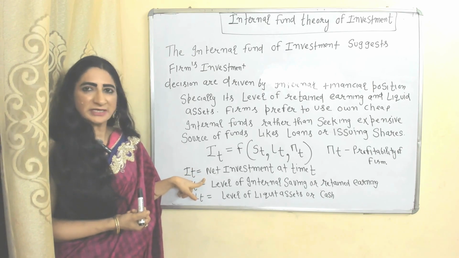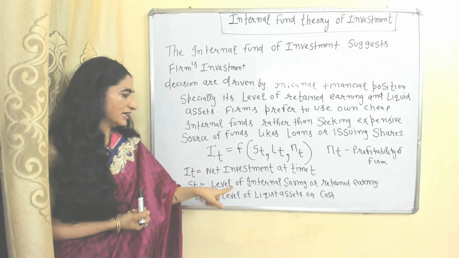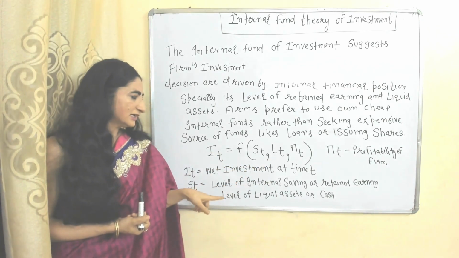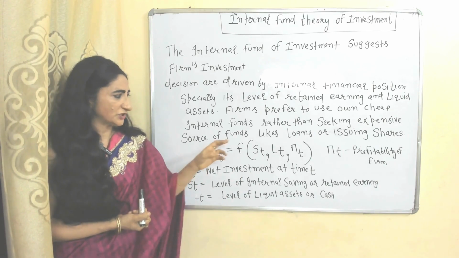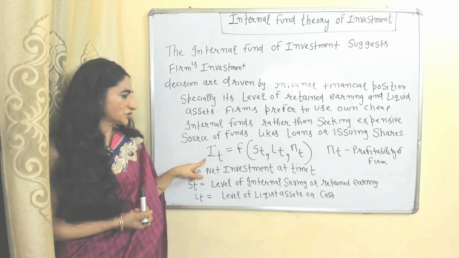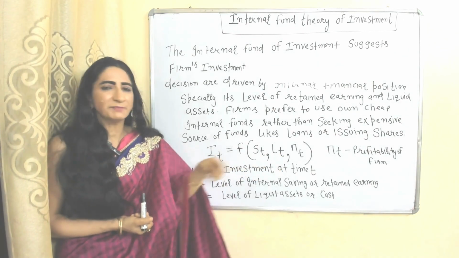I_t, net investment at time t. S_t, level of internal saving, or you can say the retained earnings. L_t, level of liquid assets or cash. Pi_t, profitability of the firm. So according to this theory, investment is a function of S_t, L_t and Pi_t.